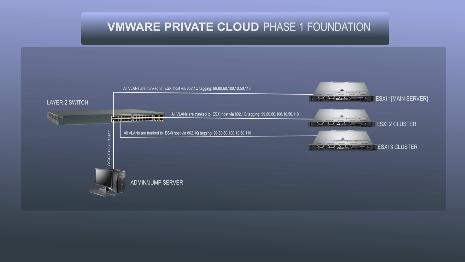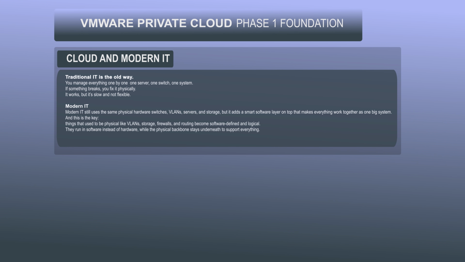Before I end this video, I would like to explain something important about modern IT and the cloud, because many people misunderstand it. First, traditional IT. Traditional IT is the old way. You manage everything one by one: server, switch, system. If something breaks, you fix it physically. It works, but it's slow and not flexible.